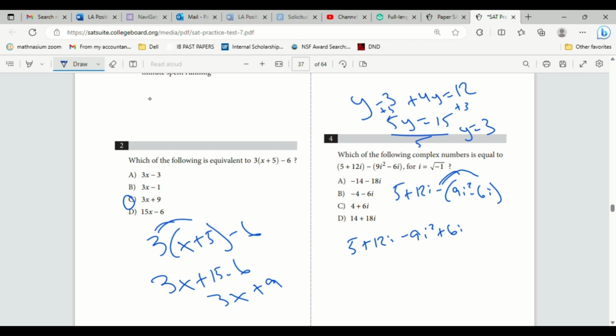And now they tell us that i equals the square root of negative 1. So if i equals the square root of negative 1, what if I squared both of those? Well, I'd get i squared equals negative 1, since when you square the square root, those cancel, leaving you with whatever's inside. So i squared is negative 1, meaning whenever I have i squared as a term, you change the sign of that number. So this becomes 5 plus 12i plus 9 plus 6i. So 5 plus 9 is 14, and 12i plus 6i is 18i. So 4 is D.